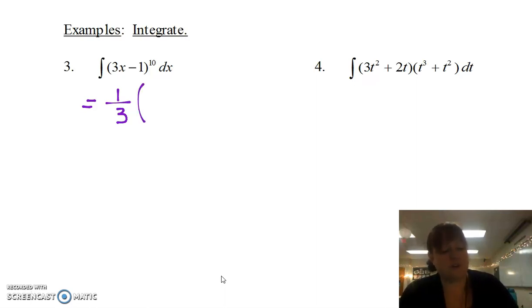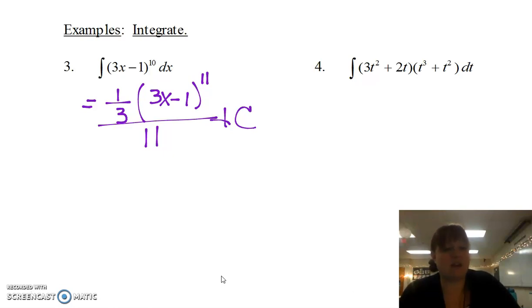And so then our inside function is going to be 3x minus 1. Our inside function stays the same the whole time. We add 1 to the exponent, and then we put it over that. And that's it, plus c. There it is. That's the integral of that. So it's really just f, the inside function stays the same, and then we just integrate the outside function, if that makes sense.